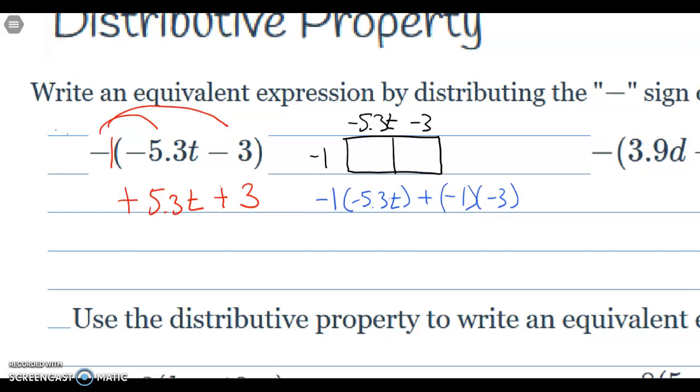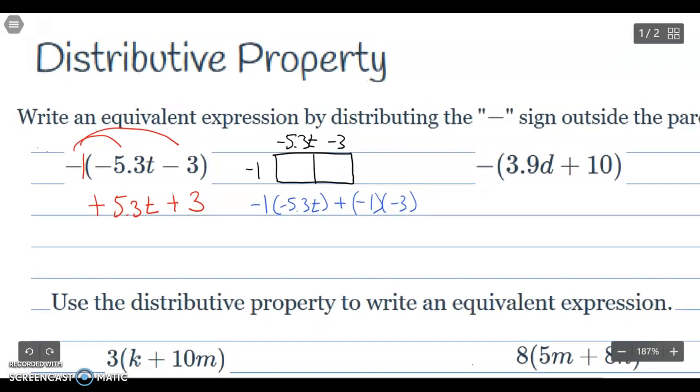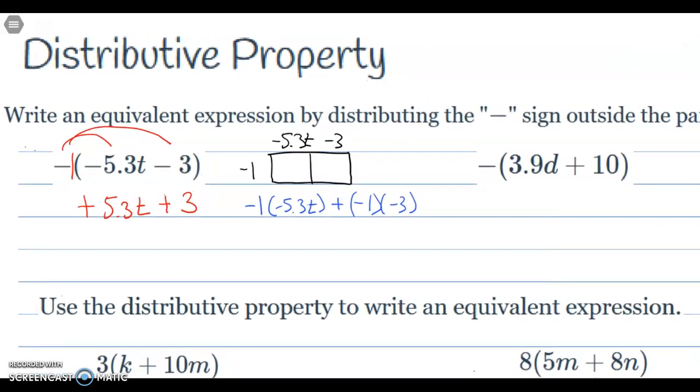I think the simplest way to do it is with this right here. You just distribute that negative sign on both of the terms. So I'm going to pause the video right here and see if you could do this one over here. Remember, it's easier when you just say this is a negative one.